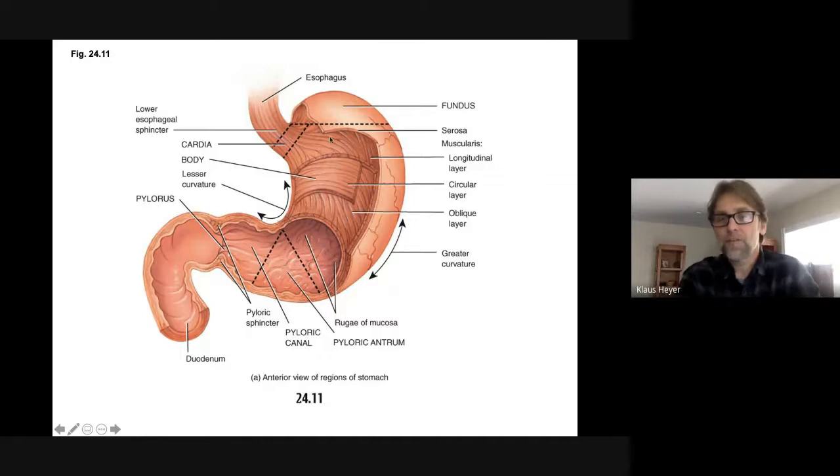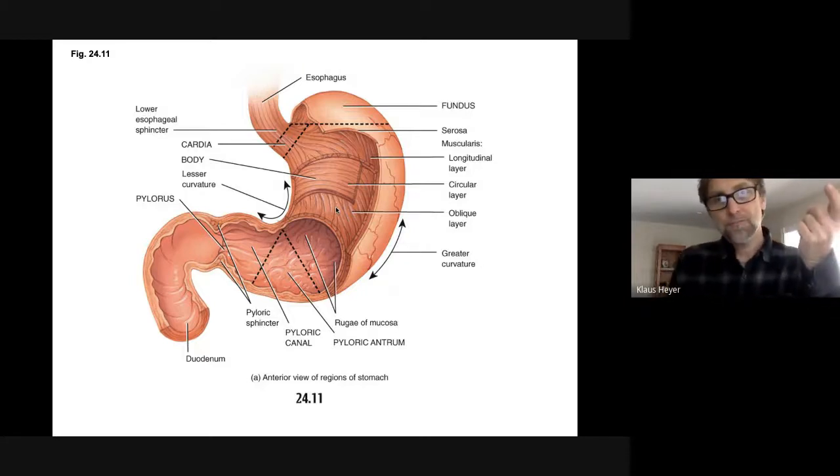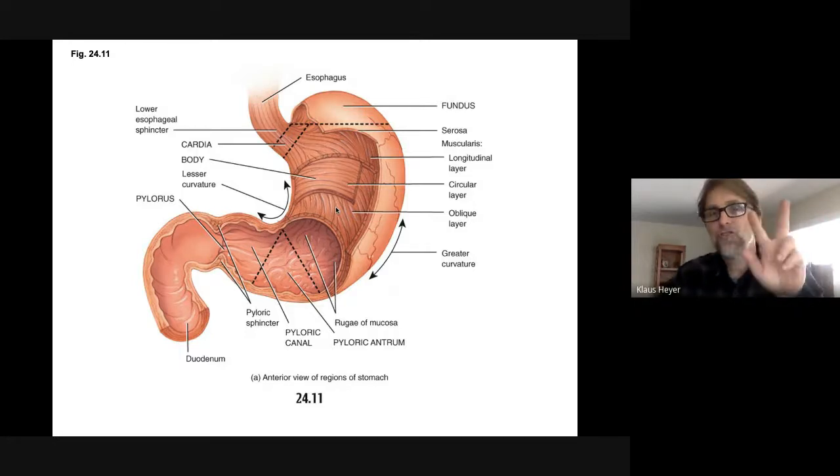And look at the stomach here. There is a third layer of smooth muscle. So you've got a circular layer going around. You have a longitudinal layer going up and down. And then there's this diagonal layer, so oblique. So the stomach has a third layer of muscle: longitudinal, circular, and oblique. The rest of your GI tract has 2 layers of muscle. This one has 3.